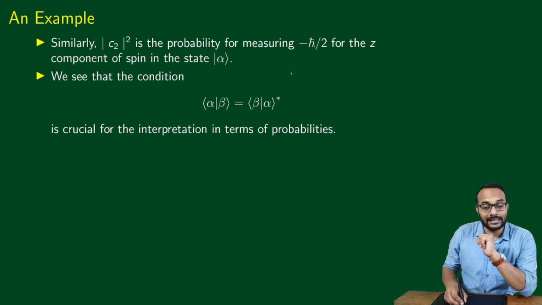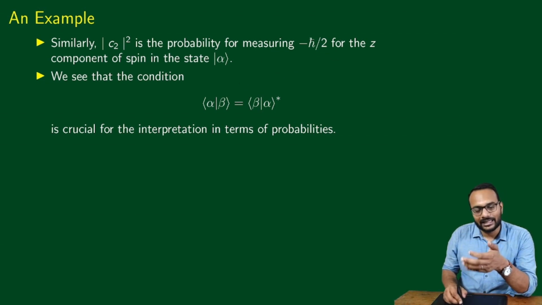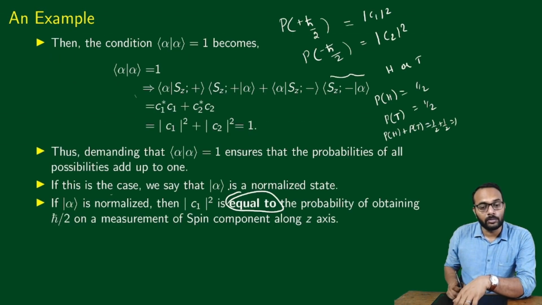So we see that the condition, because earlier I claimed that the condition bracket alpha beta is equal to bracket beta alpha star is important. Here we see why it is important, because of this probability interpretation.